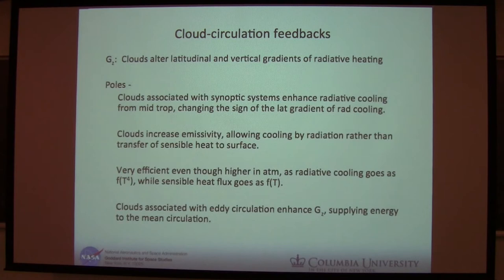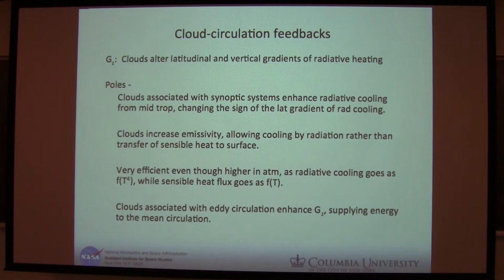A little bit different story at the poles. At the poles, clouds are associated with synoptic systems, so the cloudy or clear state is determined by whether a storm is present or not. Clouds associated with the synoptic systems enhance the radiative cooling from the middle troposphere, and they change the sign of the latitudinal gradient of radiative cooling, enhancing GZ. Remember, that happens by increasing the emissivity of the atmosphere so that the middle troposphere can cool strongly via radiation, rather than transfer sensible heat to the surface.